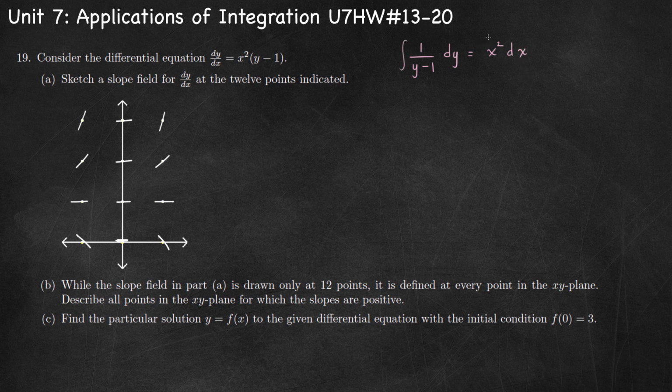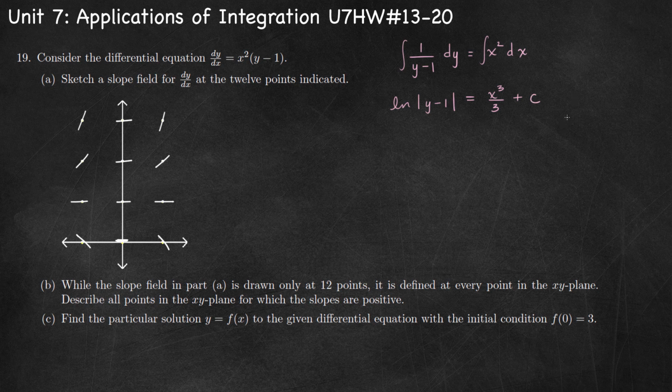Now we integrate both sides. The integral of 1 over y minus 1. We need to do a u substitution here, but this is a really simple u sub. If you imagine u equals y minus 1, then du is just equal to dy. So this becomes 1 over u du, which integrates to ln absolute value of u, which is our y minus 1. Plus c, but we'll save the plus c for the other side. On the right, we integrate x squared dx, and we get x cubed over 3 plus our constant term c.